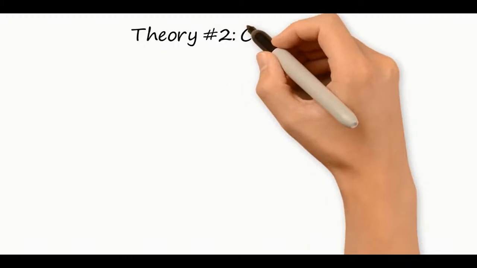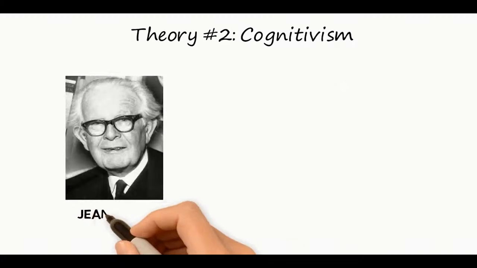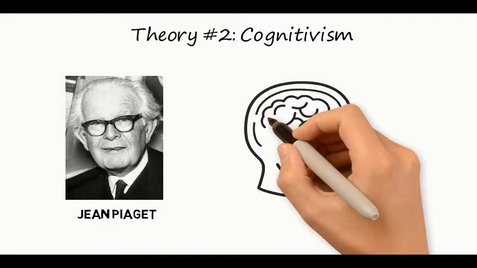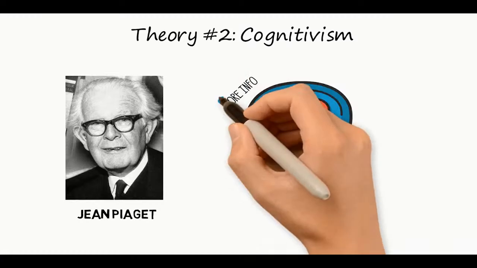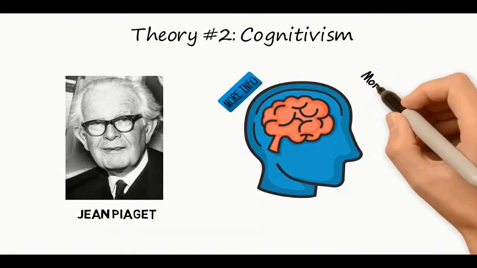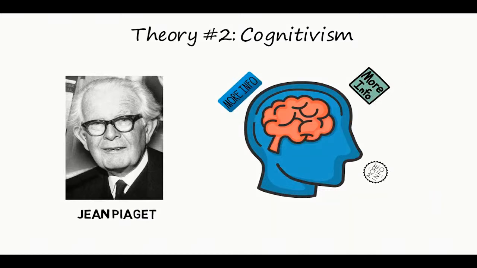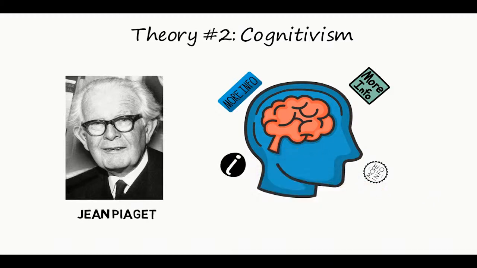Theory number 2, Cognitivism. Cognitive learning theory is largely based on the work of Jean Piaget, who rejected the idea that learners are passive and simply react to stimuli in the environment. Instead of focusing solely on observable behavior, cognitive theory seeks to explain how the mind works during the learning process. Like a computer, the mind takes in information, processes that information, then uses that information to produce learning outcomes. Piaget's 4 stages of development indicate the learner's ability to understand abstract, complex concepts.